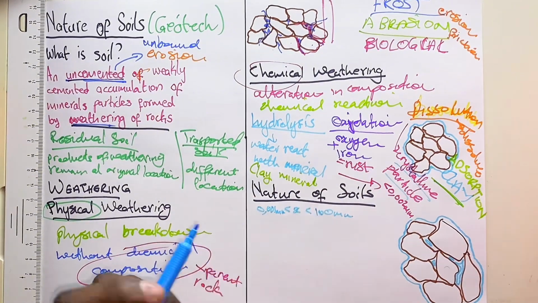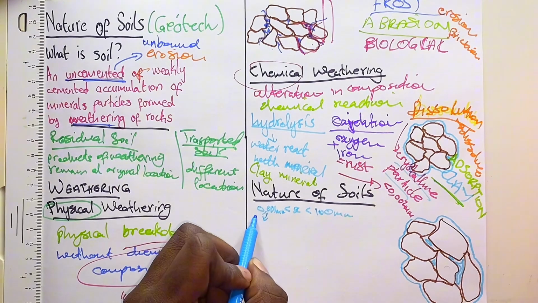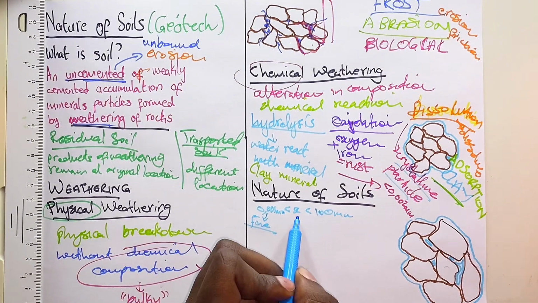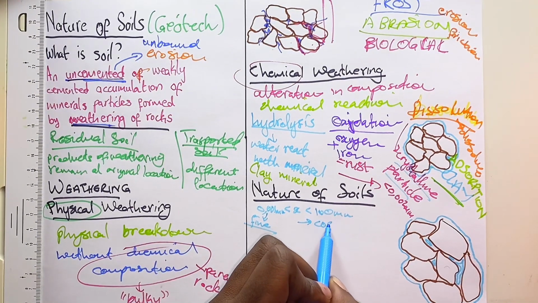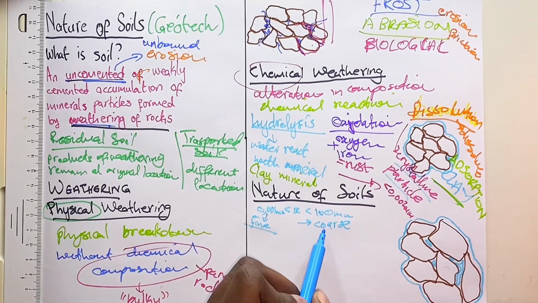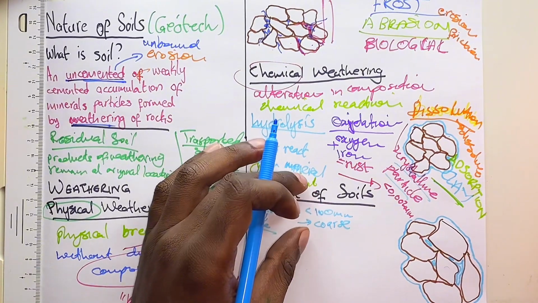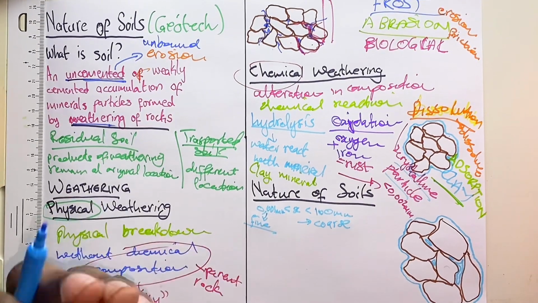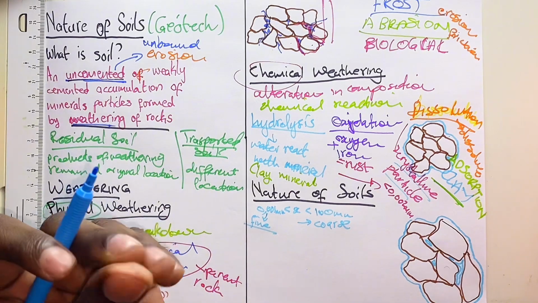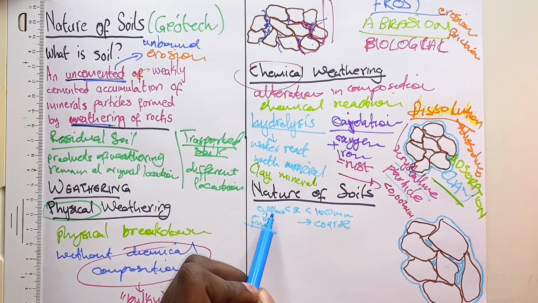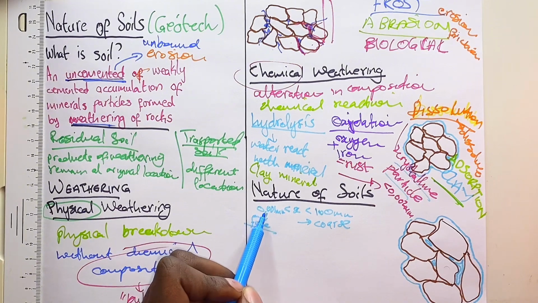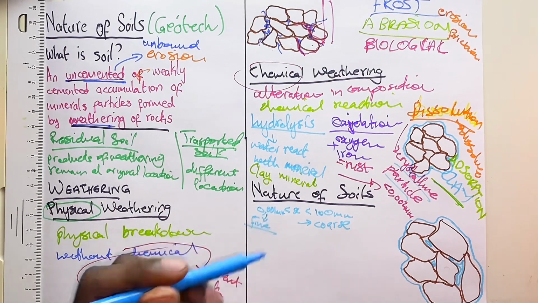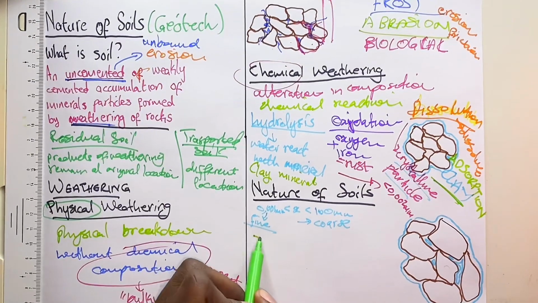Now, in this range, the smaller they go, we start to call them fine soil, and the bigger they become, we start to call them coarse soil. An example will be gravel and things like that. An example of fine soil could be sand or cement. Cement is very fine, so it has very small particles that could be less than 0.01 millimeters.